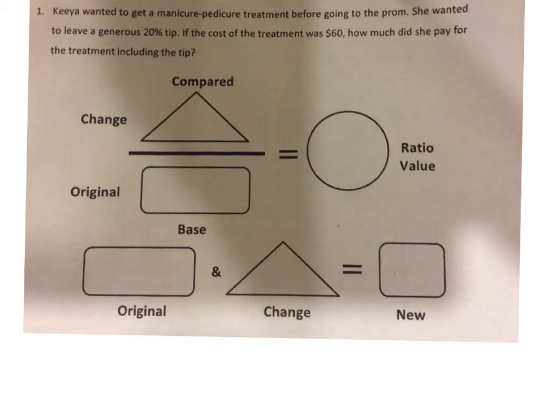Next question says Kia wanted to get a manicure pedicure treatment before going to the prom. She wanted to leave a generous 20% tip. The cost of the treatment was $60. How much did she pay for the treatment, including the tip?